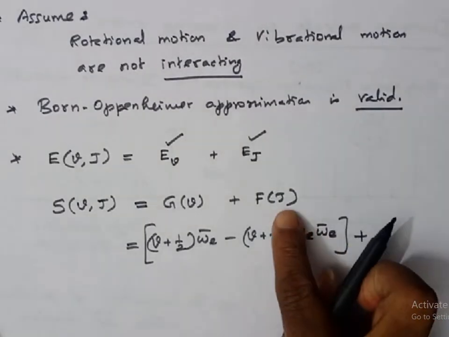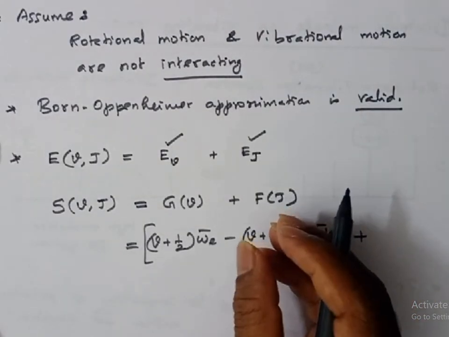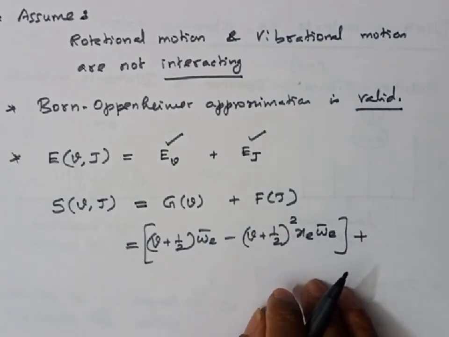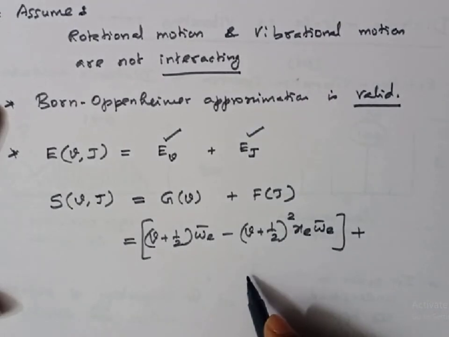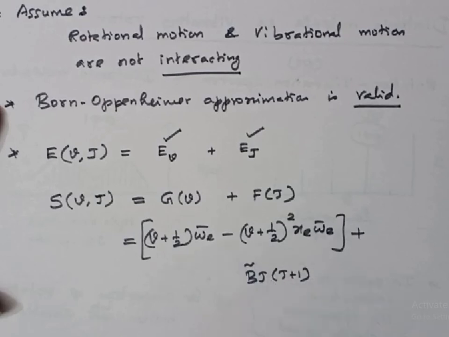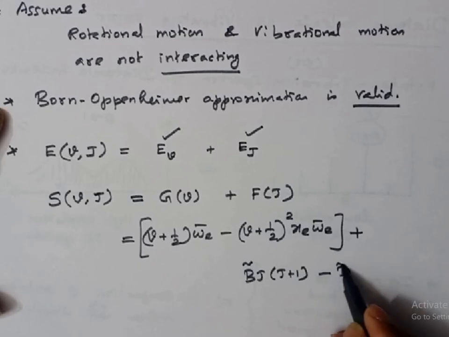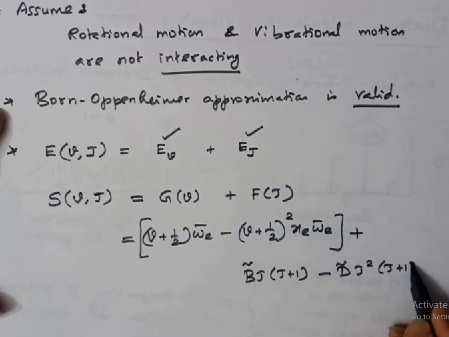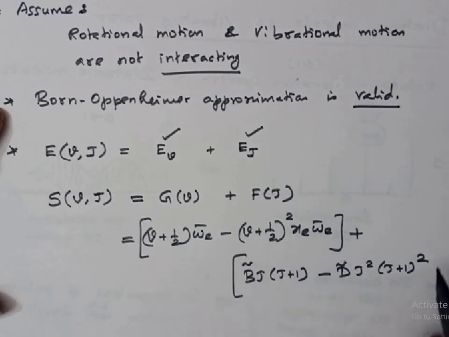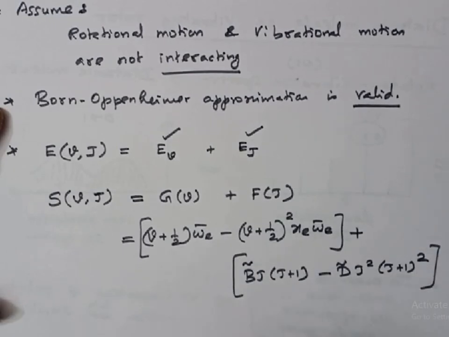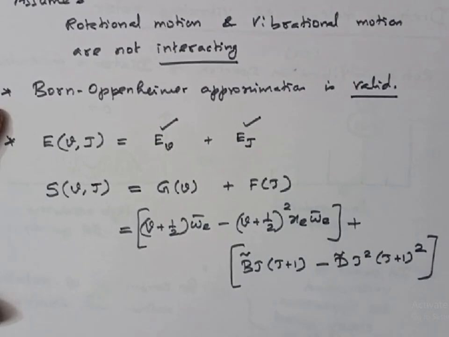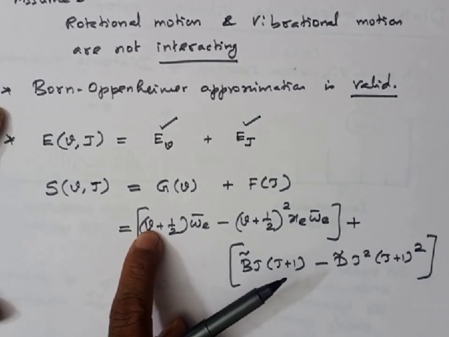Plus for rotation, you have to consider the molecule as a non-rigid rotor. If you consider a non-rigid rotor, then you must introduce this formula, that is BJ(J+1), where B is in wave number unit, minus DJ²(J+1)². This is the formula for rotational energy in wave number unit. You know very well v is the vibrational quantum number, which can take values 0, 1, 2, 3, 4, etc.